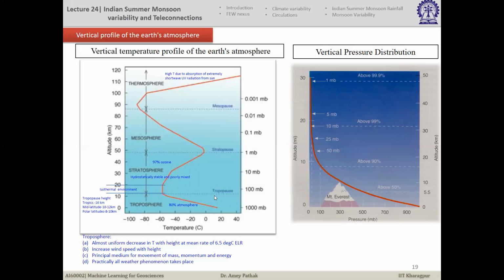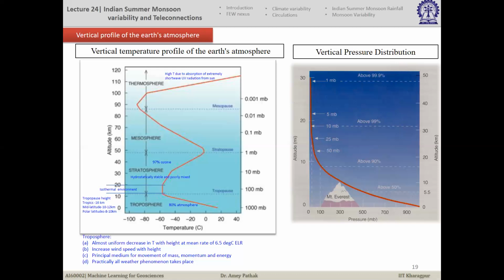Then on top of it, we have the stratosphere, then the mesosphere and thermosphere. The interesting thing about the troposphere is that most of the weather and climate related activity happens here, so this layer is more important for us when we talk about weather phenomena. As you go up, the pressure decreases from 1000 to around 300 or 200 mb, and the temperature decreases as we go up into the atmosphere.